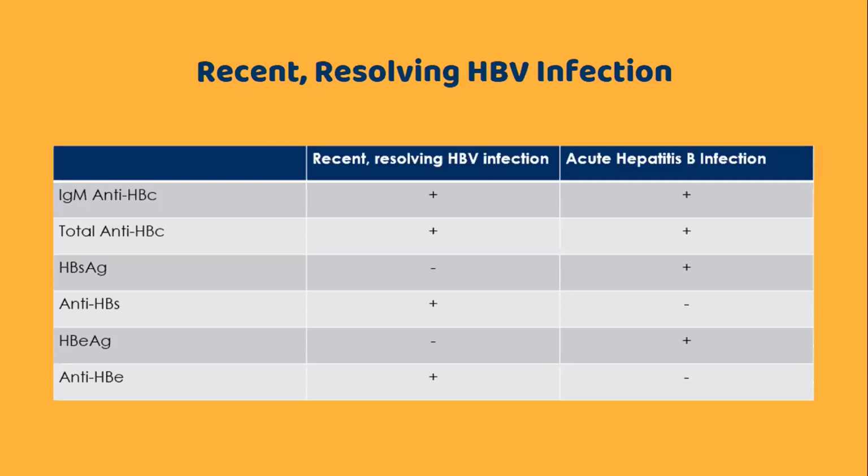And then anti-HBs and anti-HBe are negative in recent resolving HBV infection, which is opposite to acute hepatitis B infection, which is positive, because these signify that the body is already fighting the infection. So we therefore can rule out recent resolving HBV infection. Next, please.